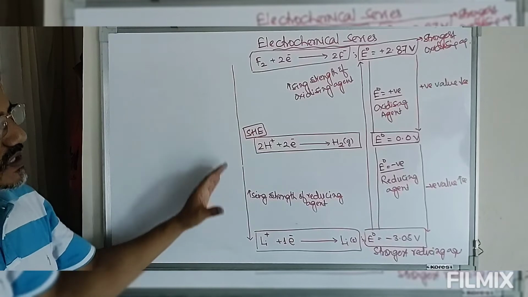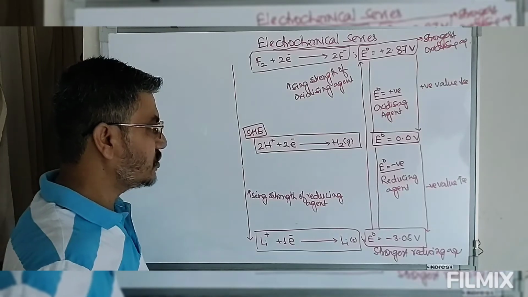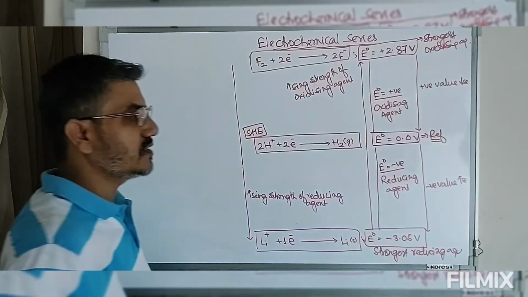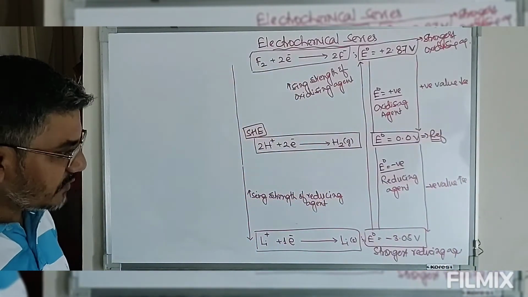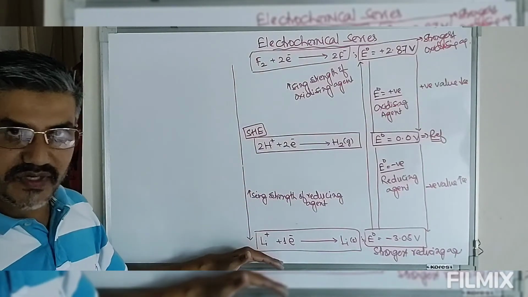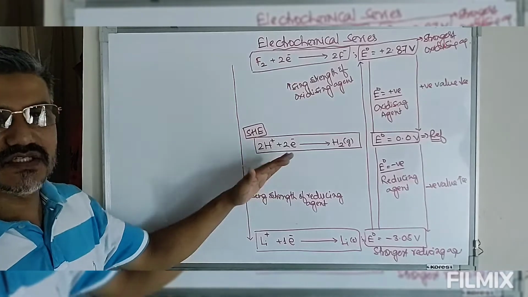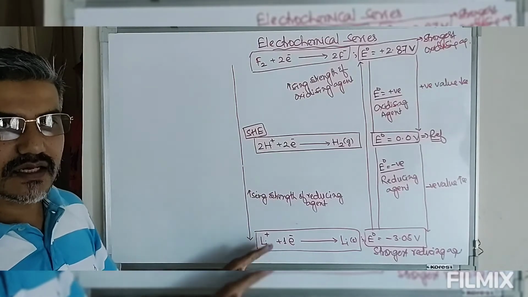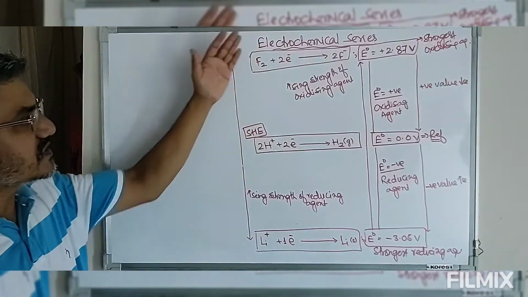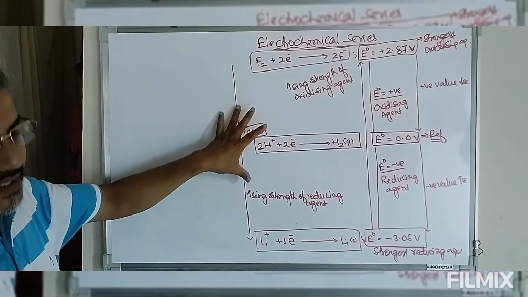This is how we arrange different electrodes, and for all of them hydrogen is taken as a reference, whose value is arbitrarily assigned as 0.0 volt. At the bottom of this series, below hydrogen, we will find alkali metals: lithium, magnesium, potassium, sodium, calcium, etc. Alkali and alkaline earth metals, being the strongest reducing agents, are found below hydrogen, and most of the transition elements are found above hydrogen. So this is the electrochemical series.